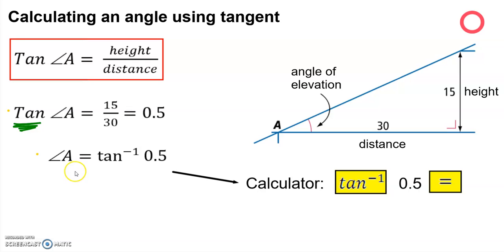So I'm going to give you a few seconds to calculate angle A. Round it to a whole number. And then if everything went well, you should find angle A is approximately 27 degrees.